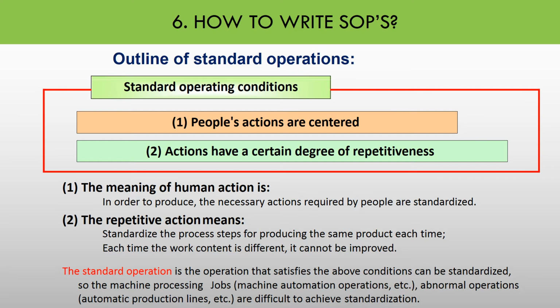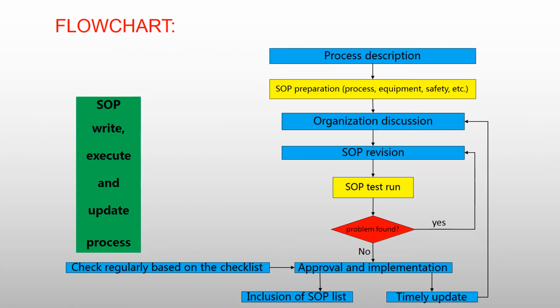Each time the work content is different, it cannot be improved. We need to mention that. A standard operation is an operation that satisfies the above condition and can be standardized, whereas machine processing jobs such as machine automation operation, abnormal operations and automation production lines are difficult to standardize.